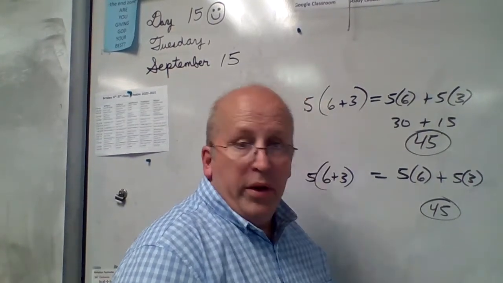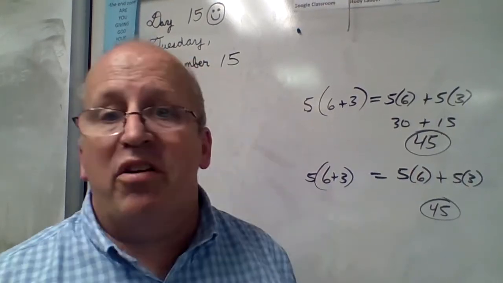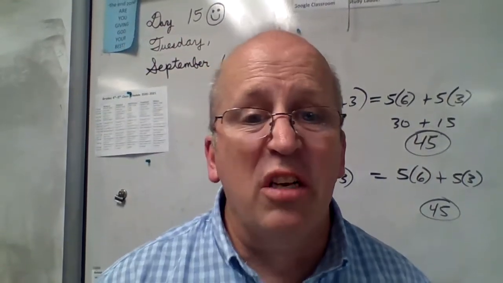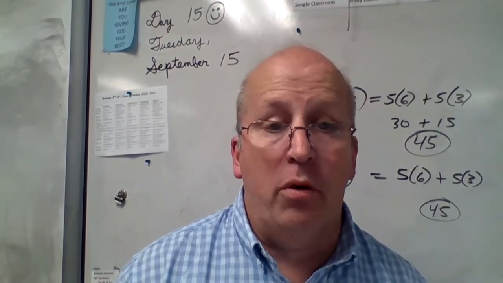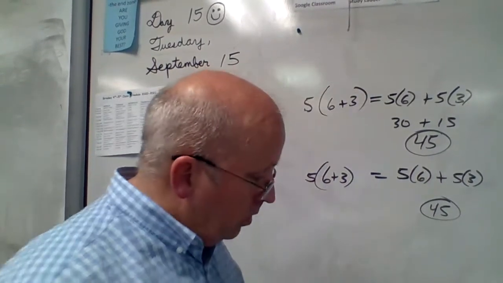How about 21, 22, and 23? They're looking for you to write down commutative, associative, distributive, or identity. Do you remember what all those are about? Hopefully you do.